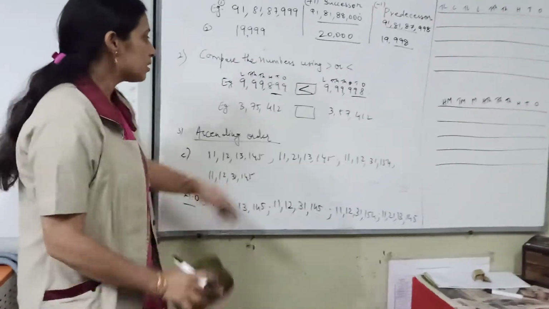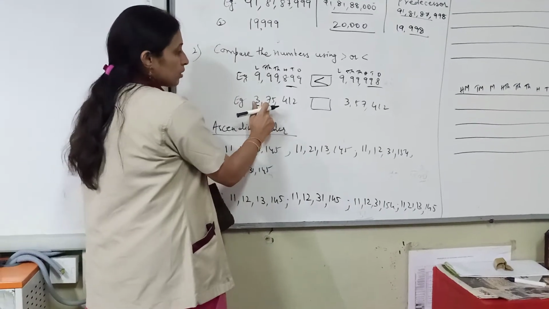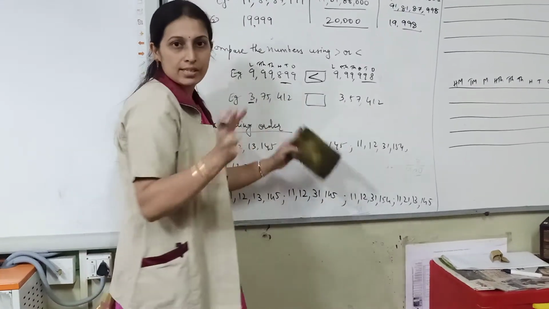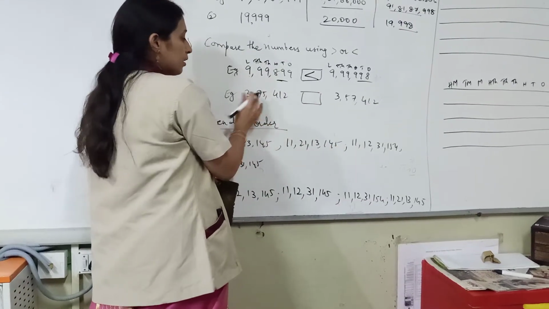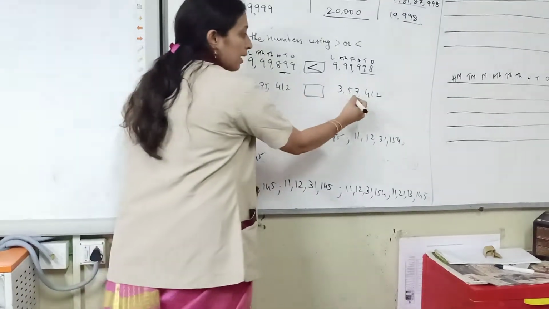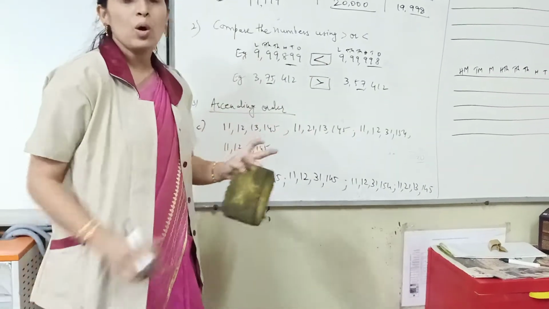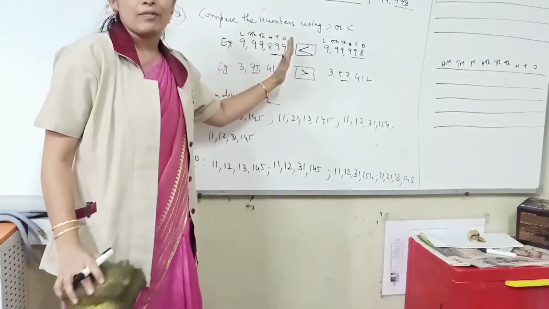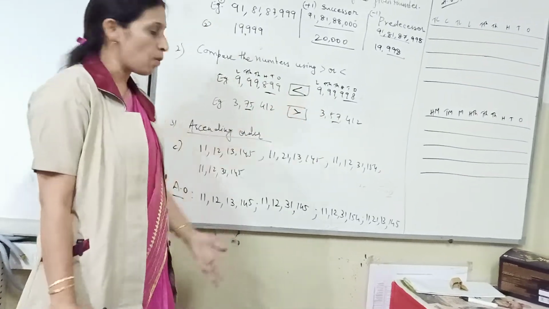Now coming to this, same, check the first period. Are the number of digits the same? 1, 2, 3, 4, 5, 6. Both are having 6 digits. Check the first higher period, 3, both are 3. Check the second higher period, 75 and 57. So which is greater? 75 is greater. So from the extreme left hand, you will check each and every period and then decide which is higher and which is smaller.